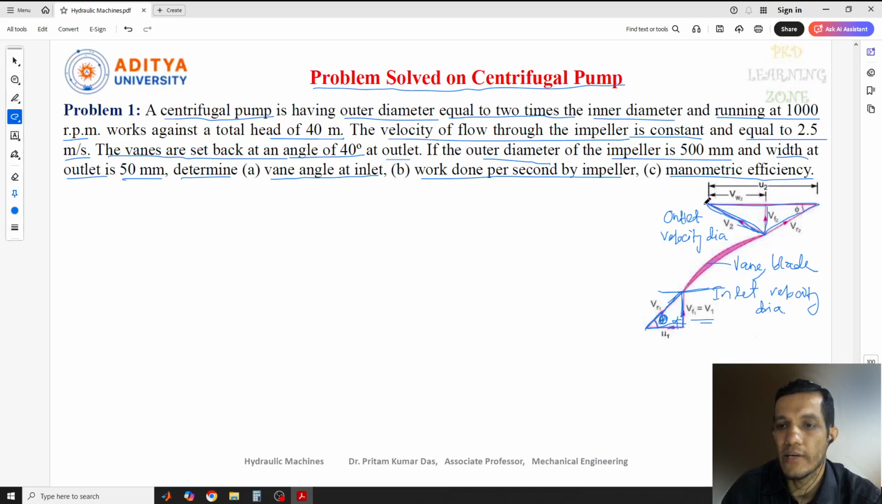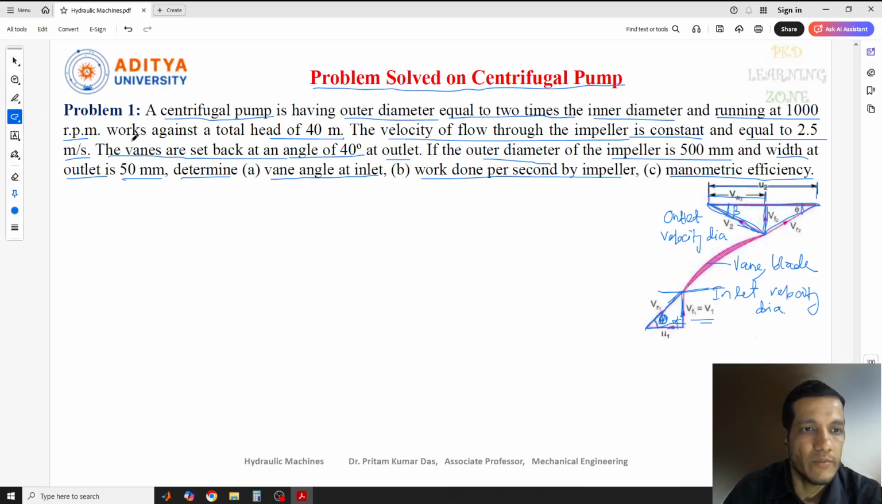This is the absolute velocity at outlet condition, and Vf2 is the flow velocity, which will be perpendicular. Here phi is there, and here we'll get the value of beta. This is the flow velocity at the outlet condition, and this is the tangential velocity, which we need to consider because this is the outer diameter. So this is U2. These are the information regarding the velocity triangle at inlet and outlet condition.